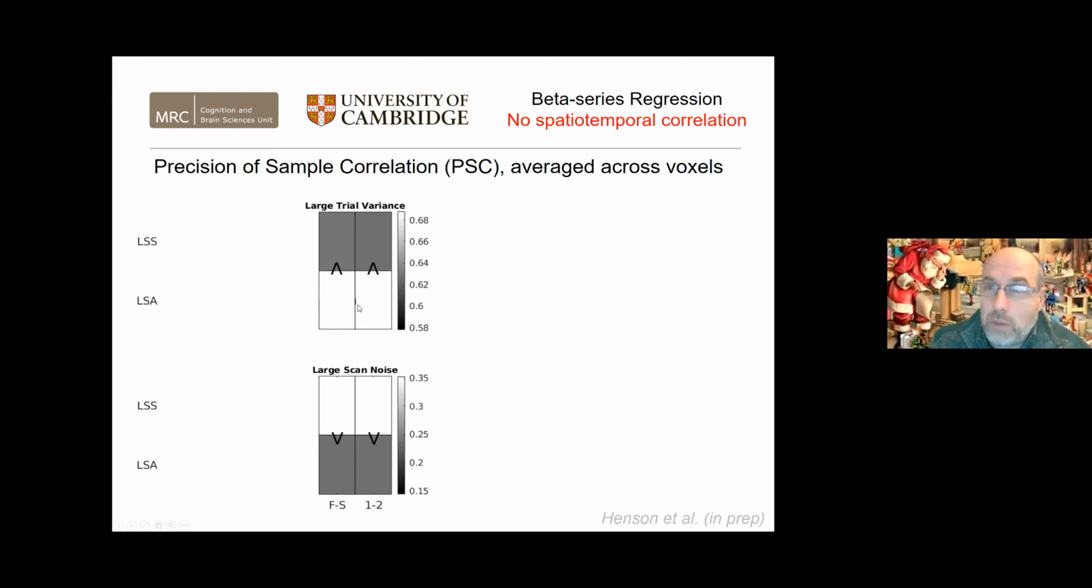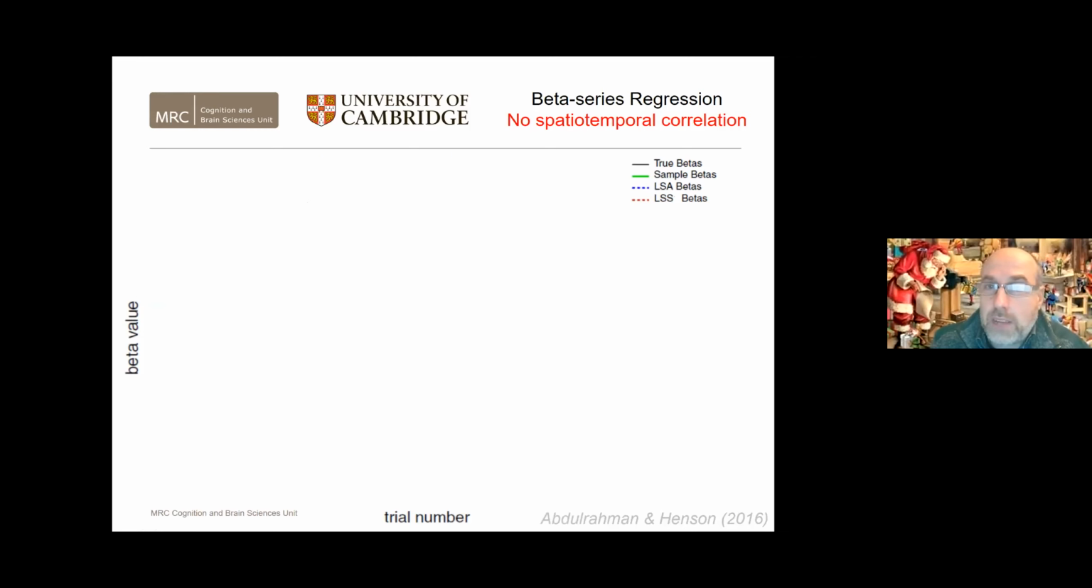As you can see, which is a better estimator depends on the ratio of those variances. When the trial-to-trial variance is higher than the scan-to-scan variance, LSA is better, and the opposite is true when the scan noise is higher than the trial-to-trial variance. Why is that? Well, we looked at this in the original paper.